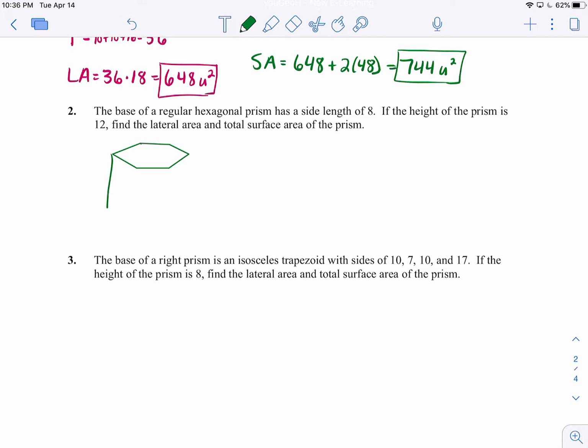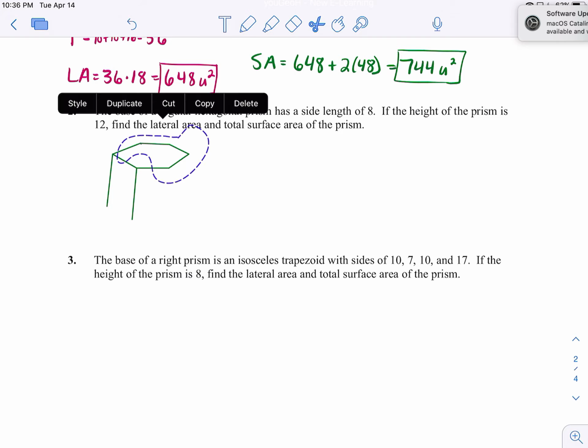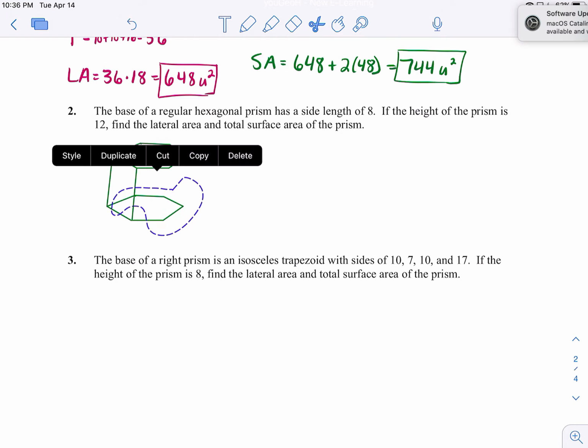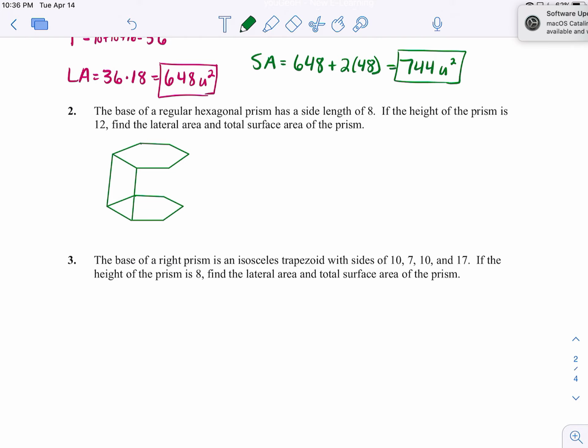And then what you can do is you can start drawing some sides down from here. And actually what I often do, this is the little trick, is you can copy the base and slide it down and then start connecting. And ta-da! We have ourselves a pretty good prism.